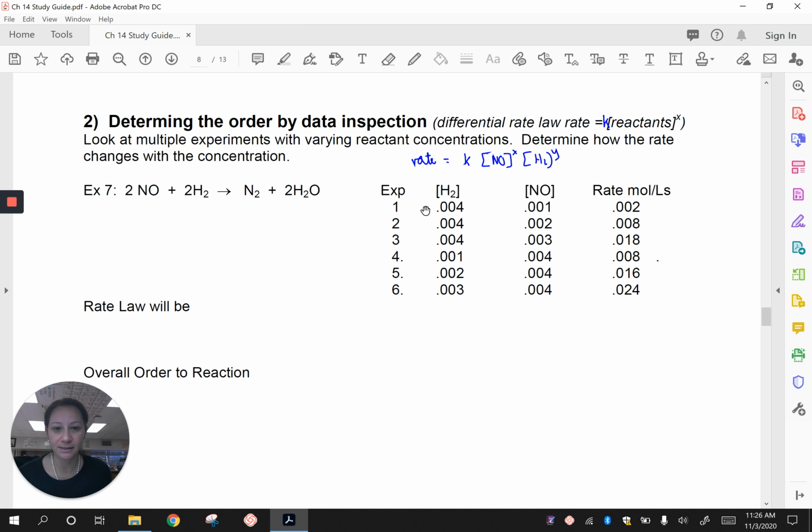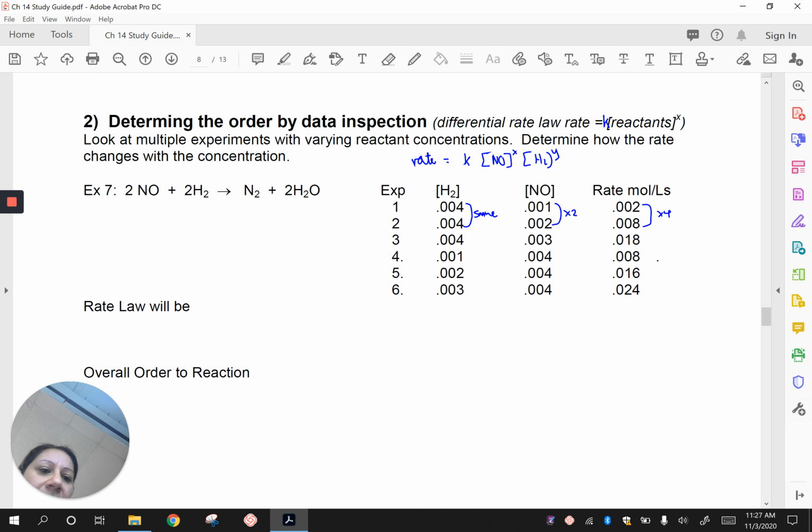So I'm going to pick, let's say, experiments 1 and 2, because the NO is changing, but the H2 remains the same. You could also pick 1 and 3 or 2 and 3, because in all of these, this is held constant and these are changing. I picked 1 and 2 because I see that my reactant concentration doubles here, so my math is a little bit easier. So I look, these are the same. This is doubling. So I look here and see, oh, this is 4 times.